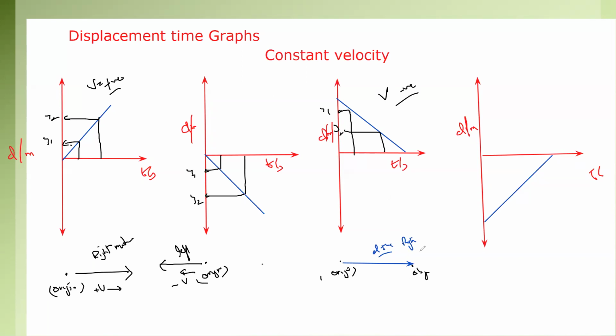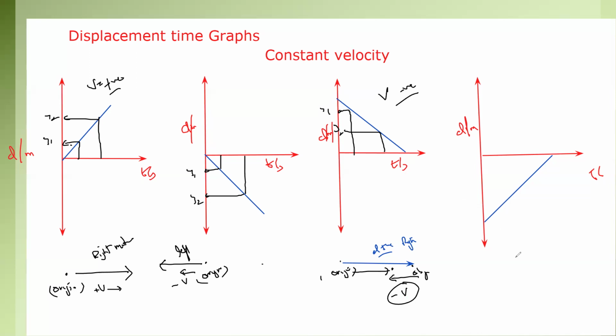So why is the velocity negative? It shows that the object is moving towards the origin. So the direction of the velocity is towards the left. Because the direction of the velocity is towards the left, that's why the velocity is negative. But whenever we measure the displacement, we measure from the origin. So from the origin, the object is always toward the right hand side. That's why the displacement is positive.